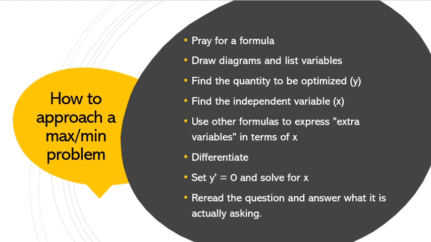Once you get only one variable, you can differentiate. Once you've differentiated, take that derivative, set it to 0, and find what x is, what makes that true. Then go back, reread the question, and make sure you give me the answer that I'm actually looking for. It's challenging. We're going to do tons and tons of class practice problems. It can be kind of fun too.